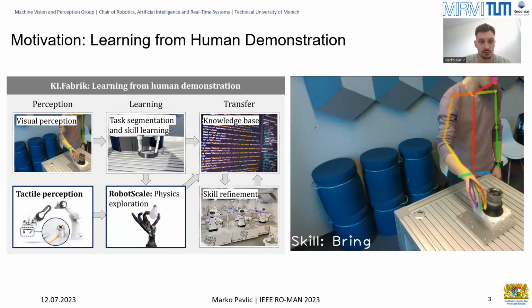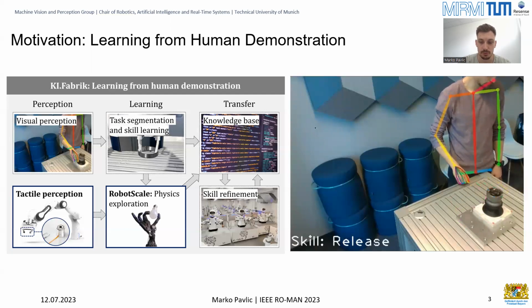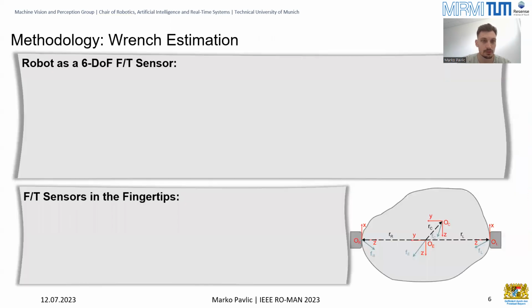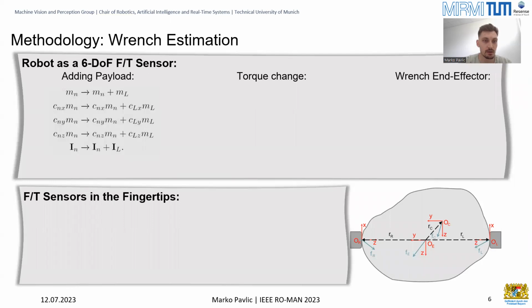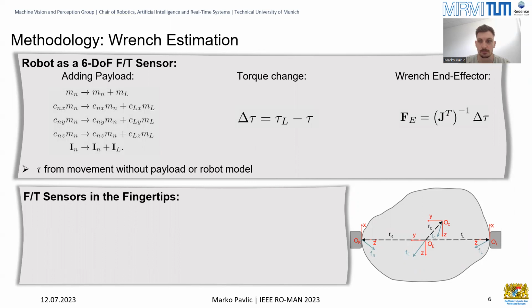And RobotScale is the first module to estimate static and dynamic object properties. First of all, we need to estimate the wrench in the end effector, which we can do using a torque-controlled robot, since adding a payload changes the parameters of the end effector, which leads to a torque change compared to the unloaded case. And using the robot Jacobian, we can estimate the wrench in the end effector.